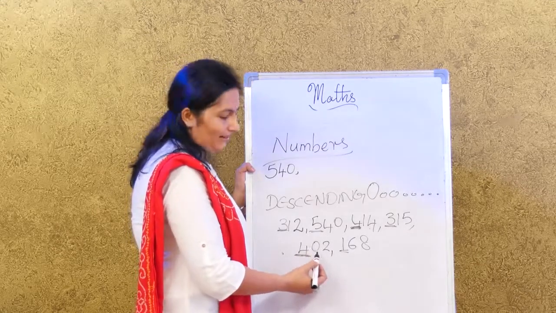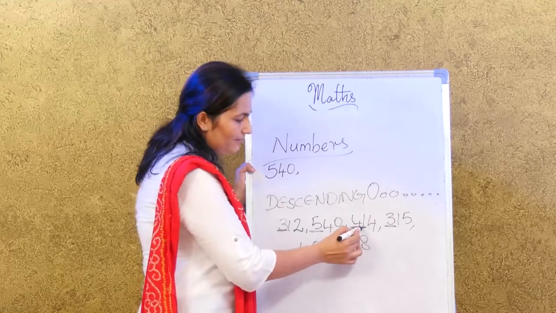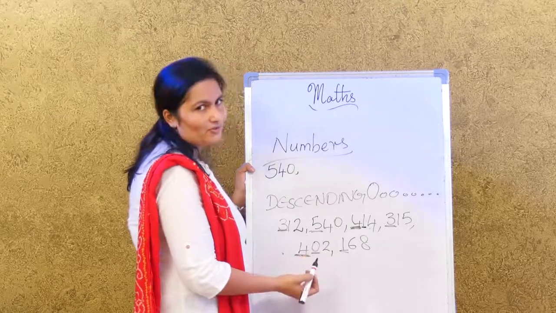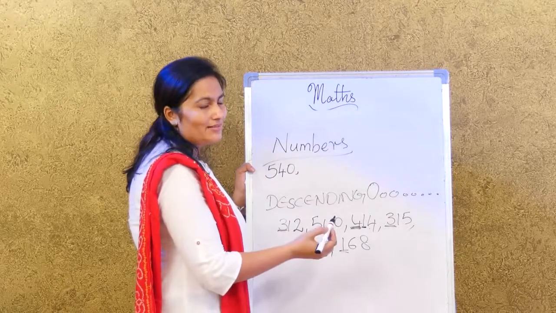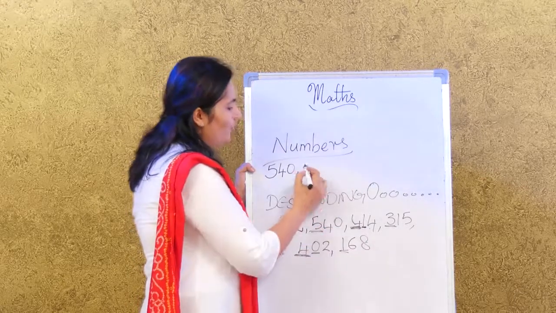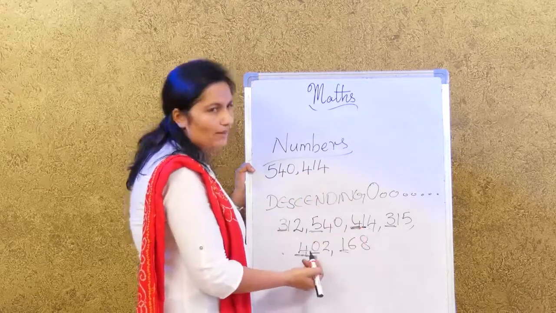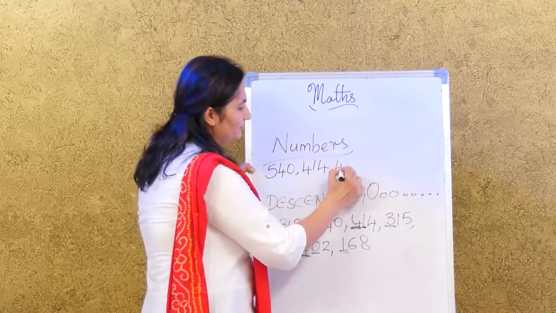Look at the tens. Let us look at the tens here. The digit is 1 and here it's 0. So, obviously, we got the answer, 414. And then the next number, 402.